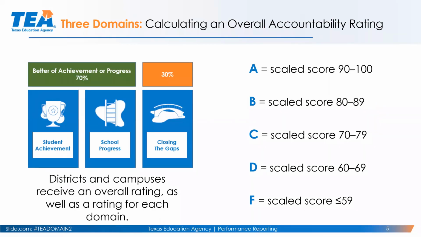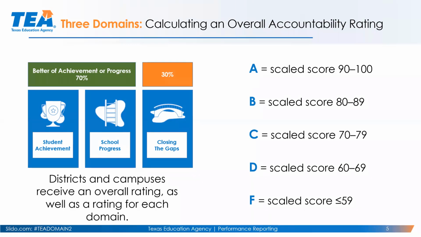So in order to calculate an overall accountability rating label for a campus or district, each domain is evaluated for performance and assigned a rating according to its scaled score. The scale score ranges show that a score from 90 to 100 equals an A, 80 to 89 equals a B, 70 to 79 equals a C, 60 to 69 equals a D, and any scaled score at 59 and below equals an F.